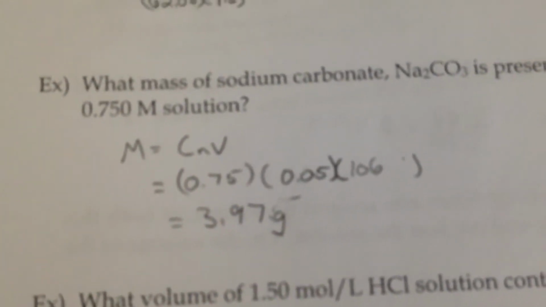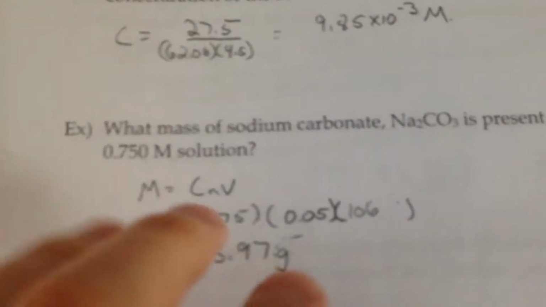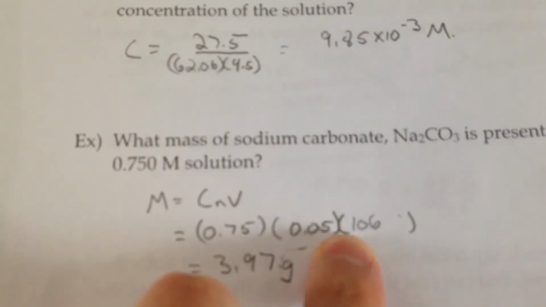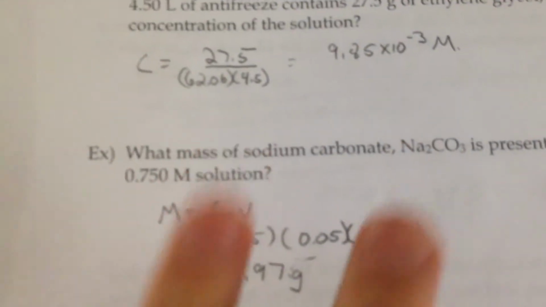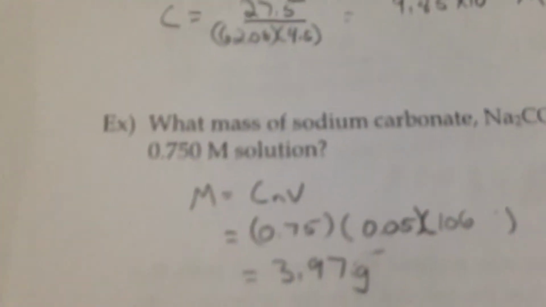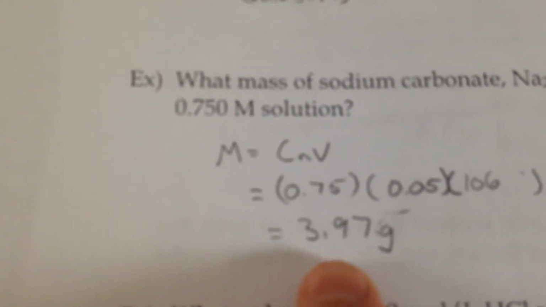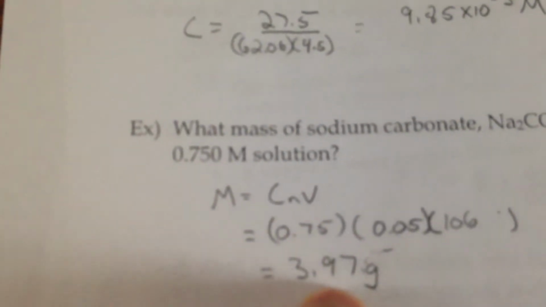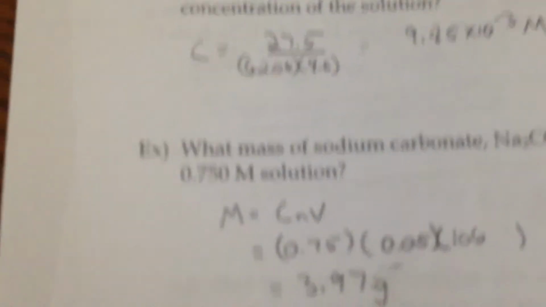Then I just take the values, I plug them in, I find my molar mass of sodium carbonate, which is 106, approximately, okay? I'm not too worried about it. I take all those values, I plug them in, I get 3.97, and remember, my units for mass are always in grams, so it's 3.97 grams.